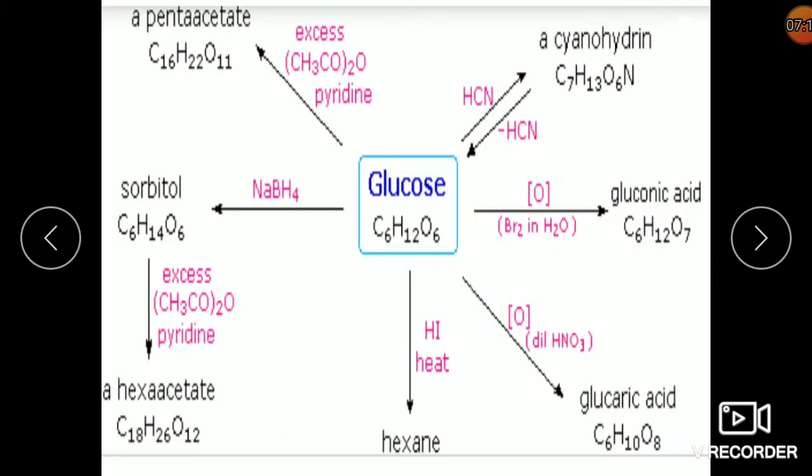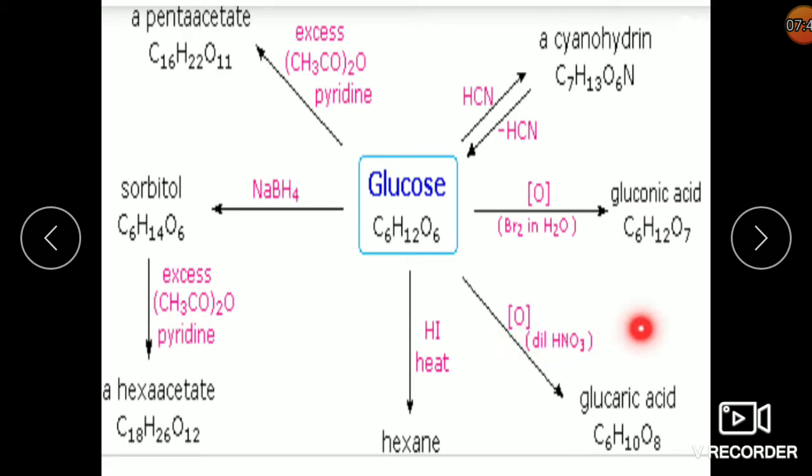Now we'll see the monosaccharide glucose. The formula of glucose is C6H12O6. Here a flowchart is given with different reactions of glucose. So let's see. When glucose is heated with hydrogen iodide, it produces n-hexane, normal hexane. That means it produces an open chain alkane.